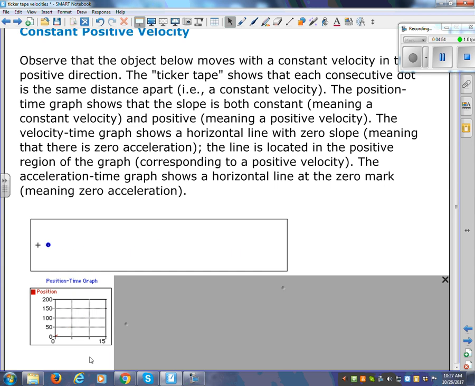Now, coming up in a testing situation, I would expect you to be able to, given this type of motion, like if I give you a picture, draw the position time graph, or identify it if it was multiple choice. What would the corresponding velocity time graph look like for that kind of motion?